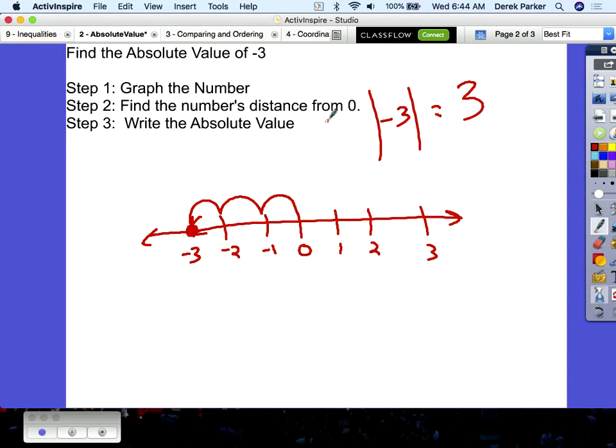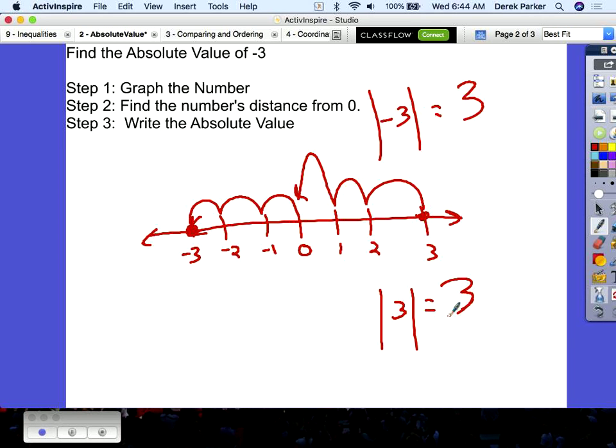Now, let's go a step further. Let's look at the positive 3 on the graph. I want to know the absolute value of 3. And these lines that I'm drawing on the board right now, those are absolute value lines. So when that comes out, you are finding the distance from 0 for that whole number, that integer. So I count 1, 2, 3. So positive 3 has an absolute value of 3.